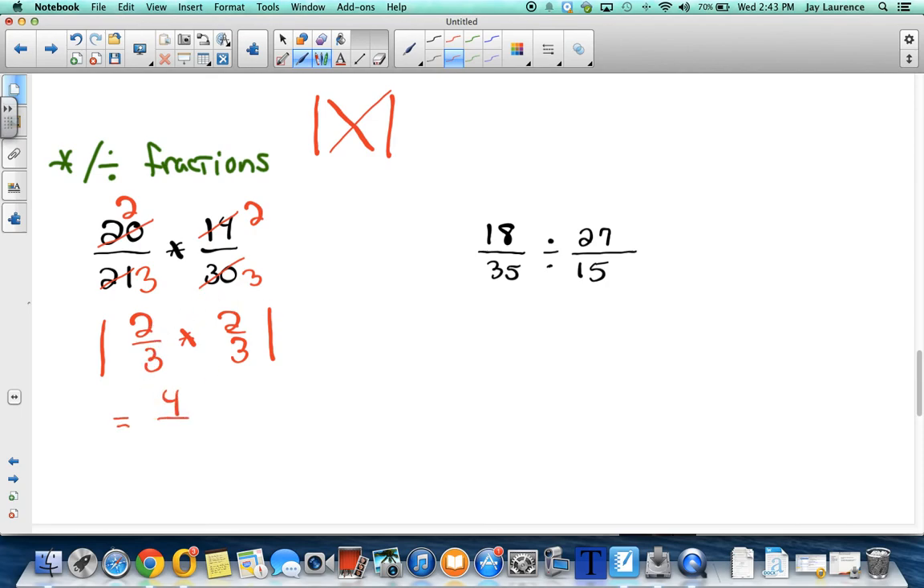So I get 4 times 9. There we go. Excuse me, 4 divided by 9. 4/9 is the answer to 20/21 times 14/30. Ends up being 4/9. Now, before I do this problem here, I have to change it. 18 divided by 35 times, and I use the reciprocal.